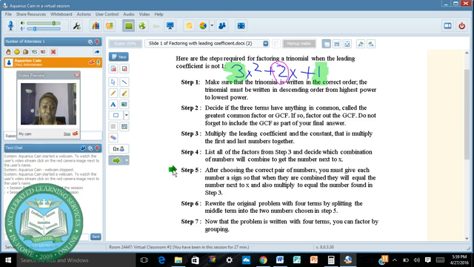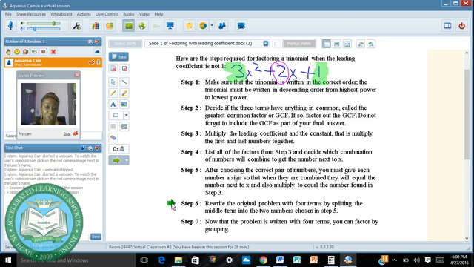Step 5, after you choose the correct pair of numbers, you must give each number a sign so that when they are combined, they will equal that number that's next to x, sign included. When you add them together, they must equal this middle number, but when you multiply them, they must equal the number that you found in step 3. This will all make sense when we do the examples.